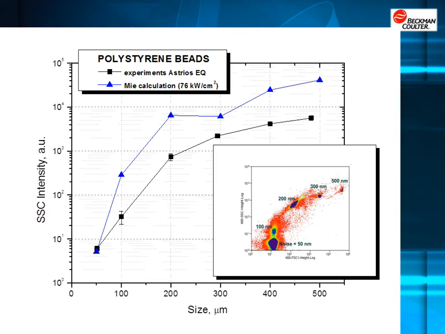The Astrios EQ, a 200 milliwatt 488 laser, data is lower than the theoretical data due to the loss of light from stream scattering, beam geometry, and collection optics. This graph demonstrates that the Astrios EQ should be able to detect 500 nanometer polystyrene bead particles. The inset histogram also demonstrates some of the information seen as it is acquired on the MoFlo Astrios EQ.